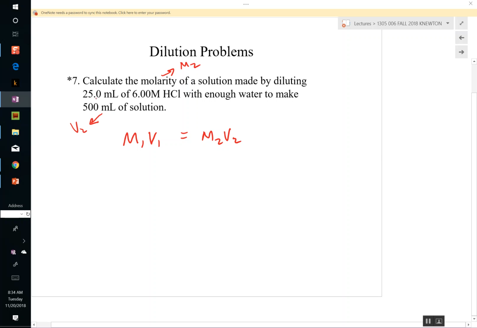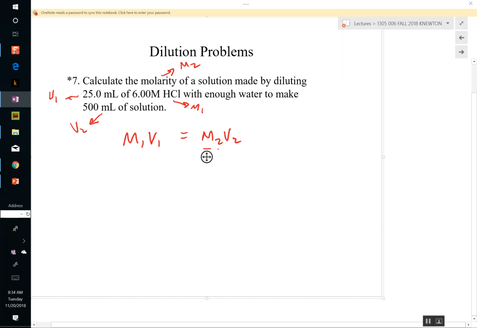By diluting 25 milliliters of 6 molar HCl. So the 25 milliliters is what? V1. And the 6 molar HCl is M1. All right, and you told me concentrated HCl was 12 molar. Well, here is a situation where someone made 6 molar HCl and they actually want something that is lower molarity. They want to dilute it further, okay? So you can use whatever here. So now we know everything.